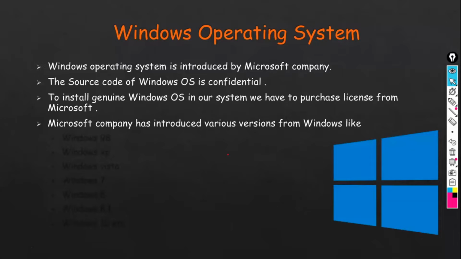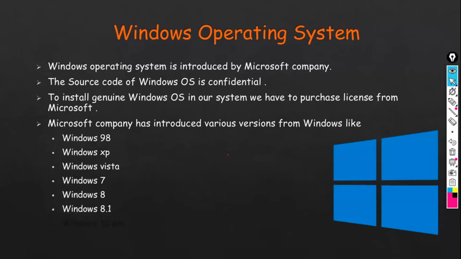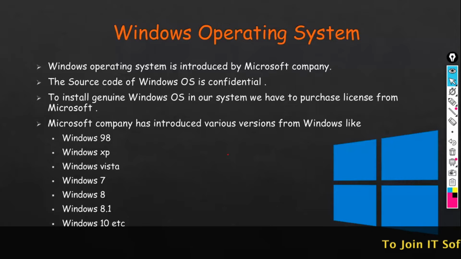Microsoft has introduced different versions of the Windows operating system: Windows 98, Windows XP, Windows Vista, 7, 8, 8.1, Windows 10, and recently Windows 11. These are the various versions of Windows introduced by Microsoft. If you want to install these operating systems in your computer or laptop, you need to purchase a license. The license will be around 1,000 to 2,000 rupees.